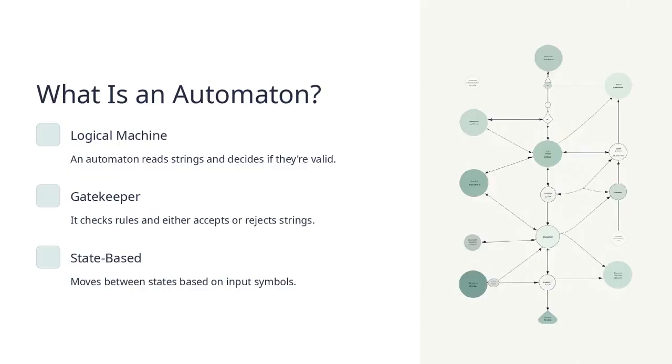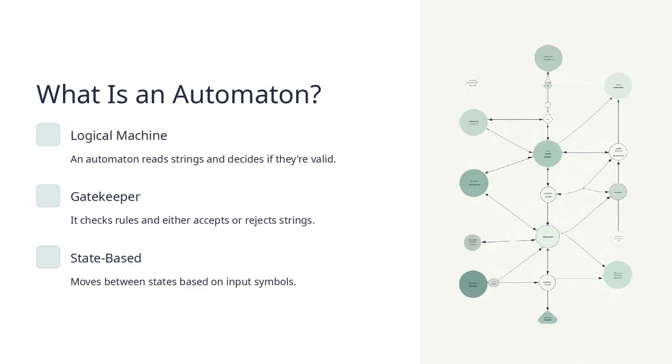Part 2. What is an automaton? Now that we have a language, how do we check if a string follows the rules? That's where we bring in an idea called an automaton. Don't let the word scare you. An automaton is simply a machine, not a physical machine, but a logical one that reads a string and decides if it's valid or not. Think of it like a gatekeeper. You give it a string, it checks the rules, and it either accepts it or rejects it.